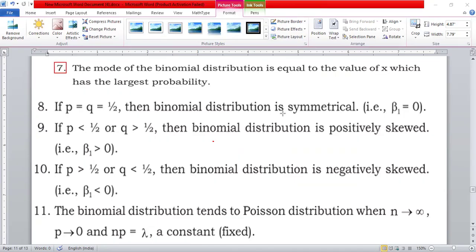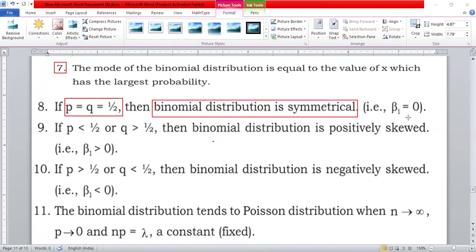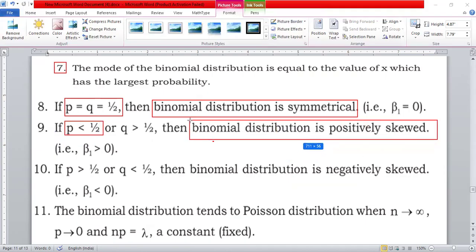Under what value of P is the binomial distribution symmetrical? The P value is 0.5. Many times they ask this. So beta 1 is equal to 0. This also we can remember, beta 1 is equal to 0. Under what value of P is the binomial distribution positively skewed? The answer is P is less than 0.5. Under what value of P is the binomial distribution negatively skewed? That is P greater than 0.5.